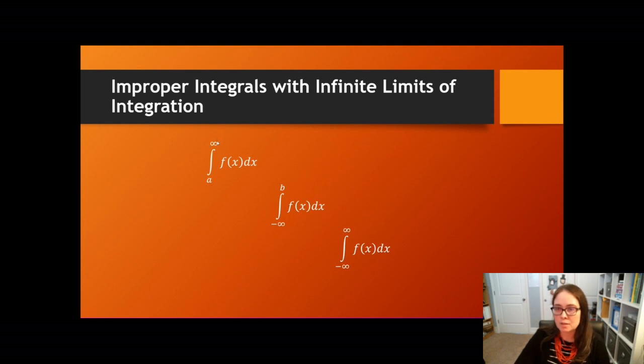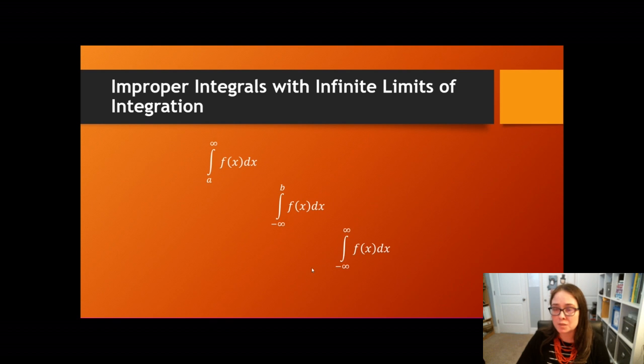The first one at the top goes to positive infinity, the second one to negative infinity, and the third one has both limits of integration with an infinity in them. Now, the problem with this is that infinity is not a real number. I can't have infinity dollars, so I also can't have an integral that has an infinity in the limits of integration. Luckily, we have something that can help us get around that, and that is a limit.